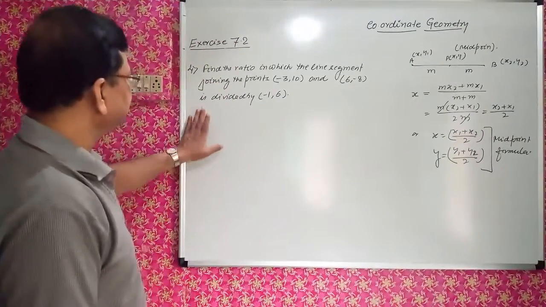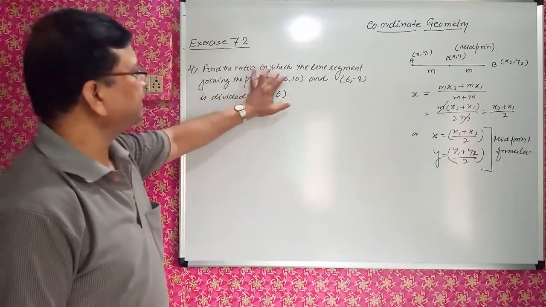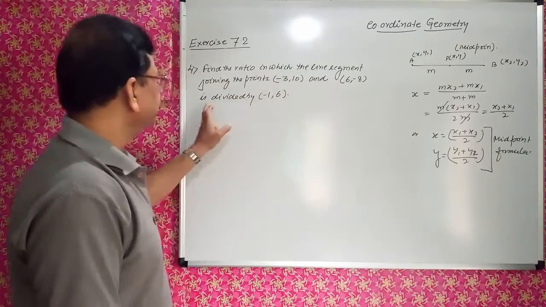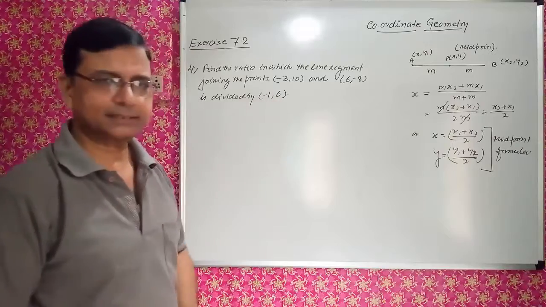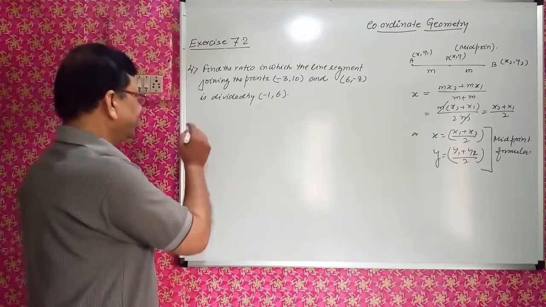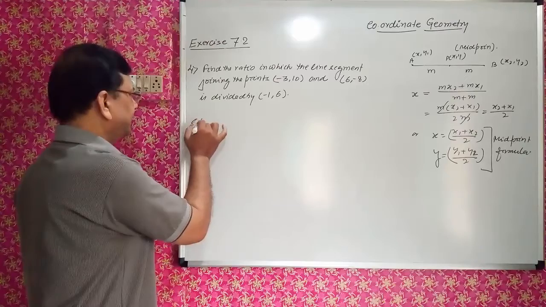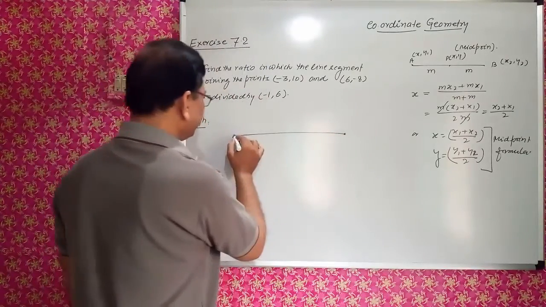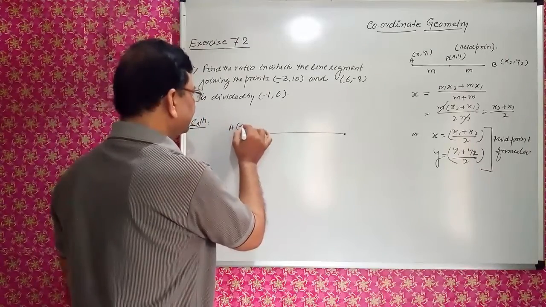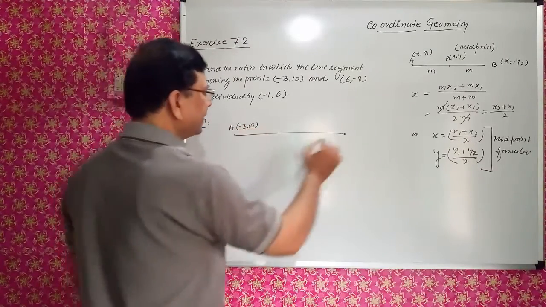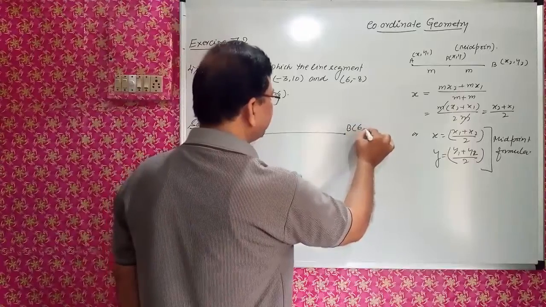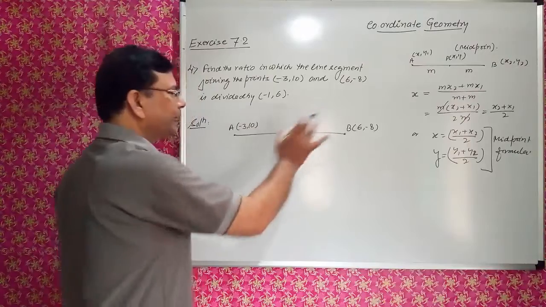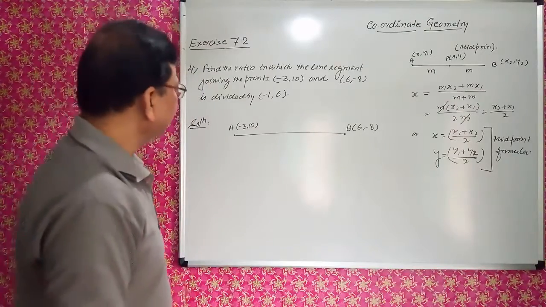See, this is the question. Find the ratio in which the line segment joining the points this and this is divided by -1 and 6. What is given? Accordingly we will proceed. So suppose this is the line segment, this is A, it is -3 and 10, and this is B, this is 6 and -8, right? 2 points are there. This is the line segment. Coordinates of end points are given.